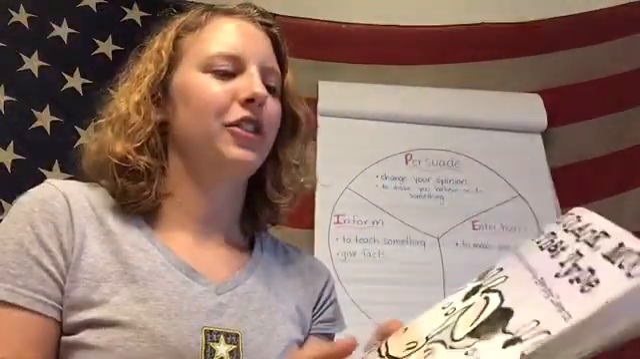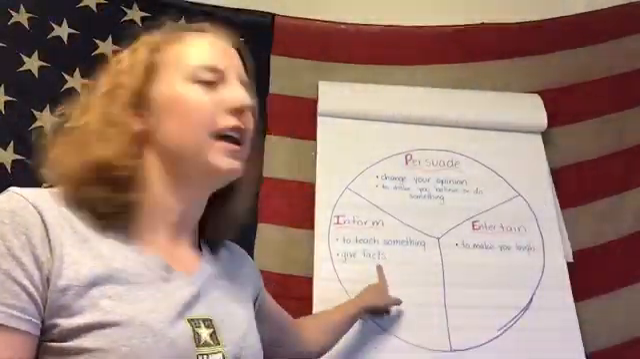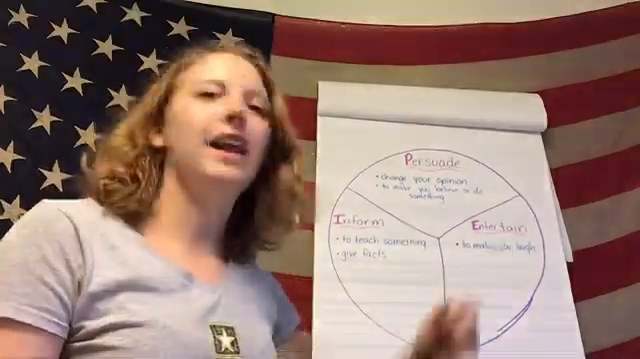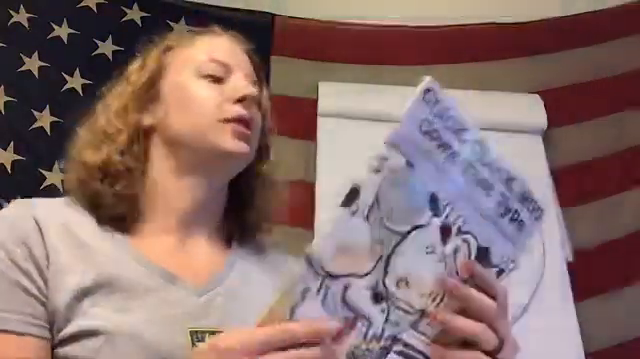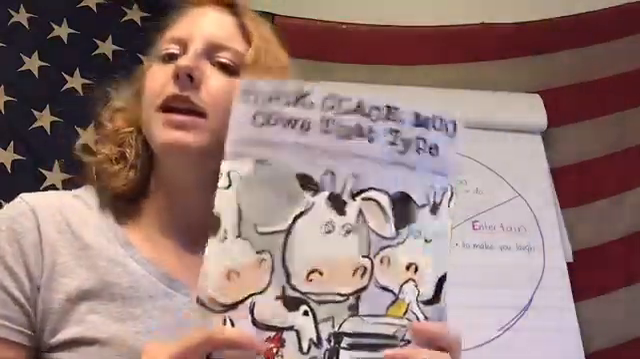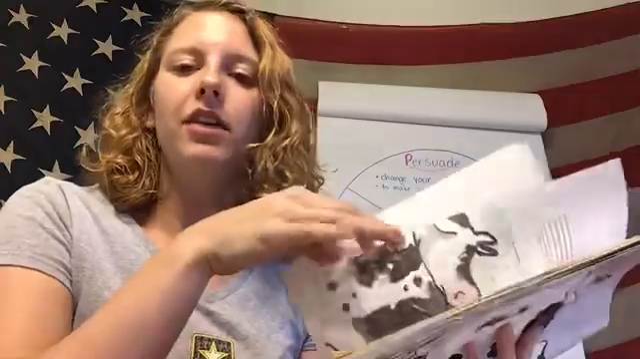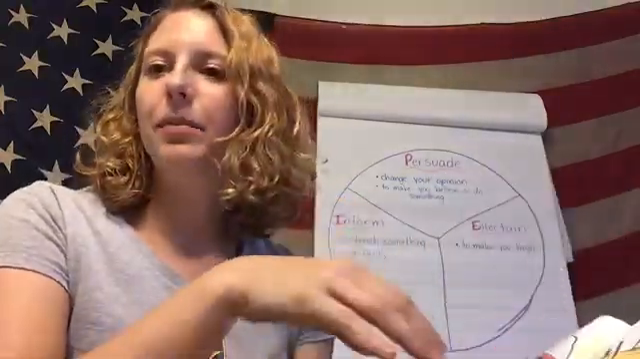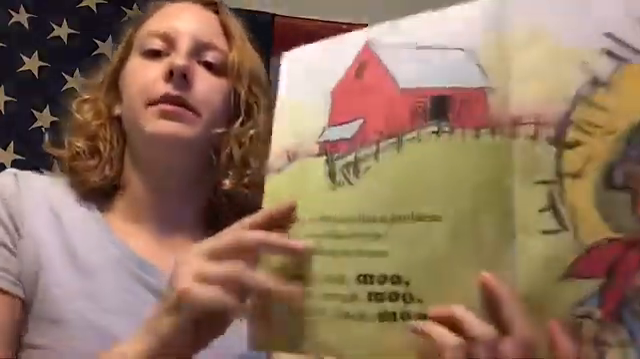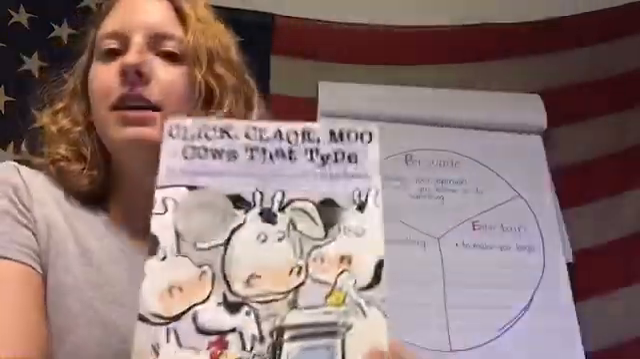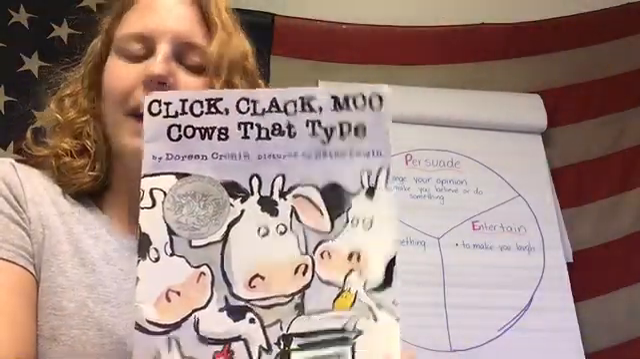All right, so now that we've read a story that informs and a story that entertains, the next story we're going to read is To Persuade. Now, this story doesn't make us change our opinion, but it will use the characters to show how we can persuade someone else. So this is called Click, Clack, Moo: Cows That Type.